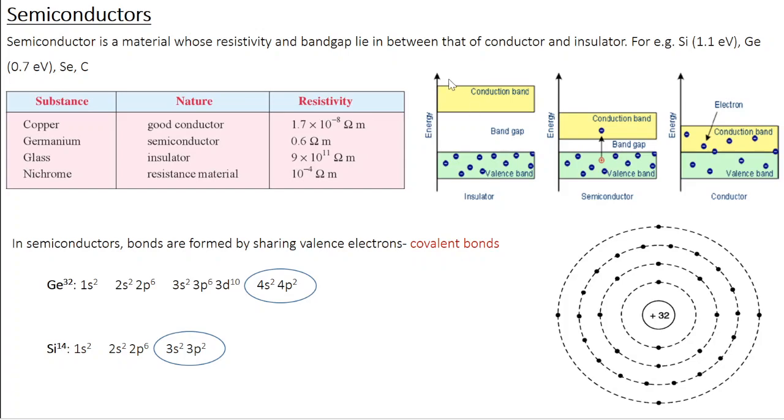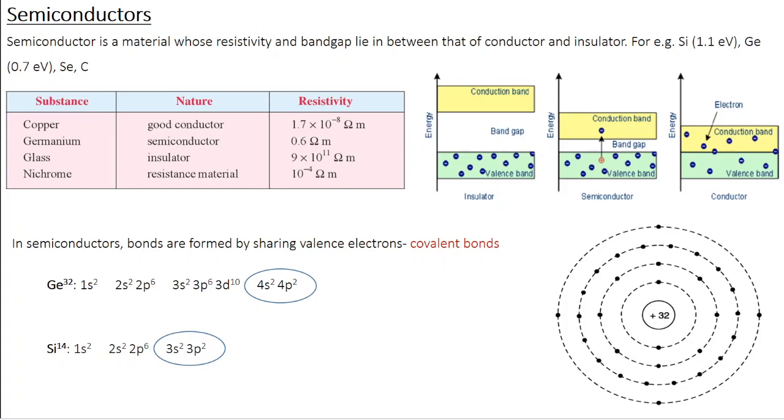Now, if you take an insulator, as you can see in this figure, the band gap is very high, typically greater than 5 electron volts. And in the case of a conductor, the band gap is essentially 0, because here the valence band overlaps with the conduction band. And for a semiconductor, the band gap value once again lies in between that of an insulator and a conductor. For example, in the case of silicon, the band gap is 1.1 electron volt, and for germanium it is around 0.7 electron volt. Other important semiconducting materials are selenium, carbon, etc.